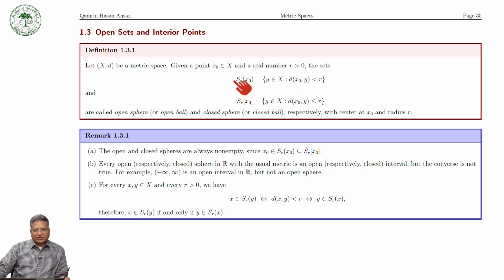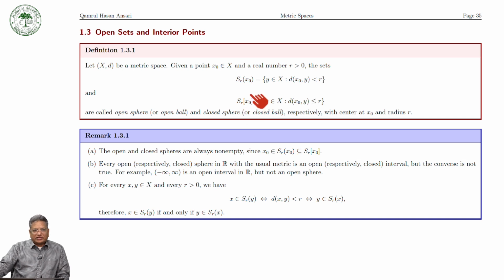This is our open sphere with center at x0 and radius r. The shape of this depends on the d, that is, which kind of metric we are using. For example, in R2 we use the max metric, taxicab metric, usual metric, discrete metric, and so forth. And we can define the closed ball.